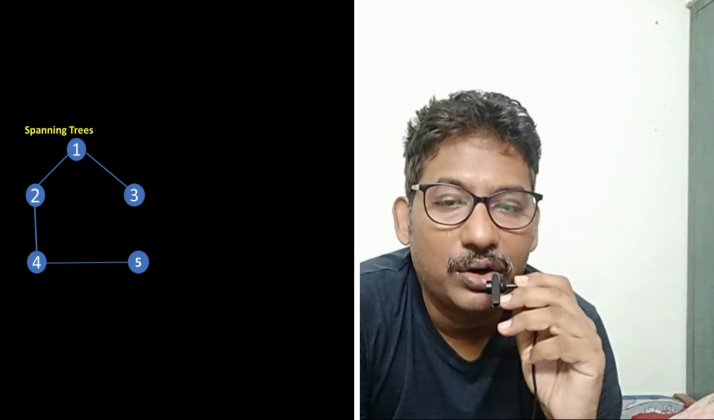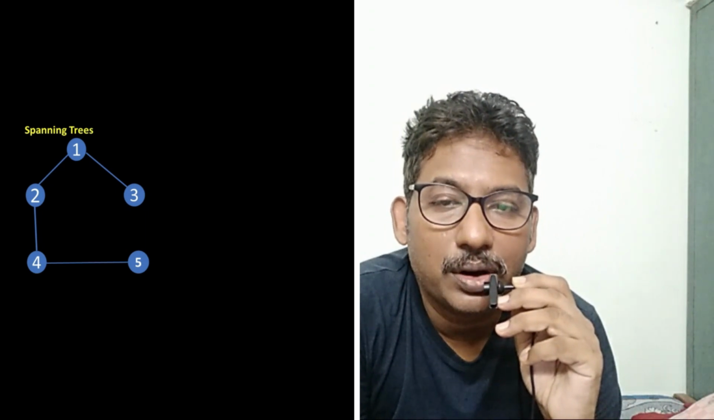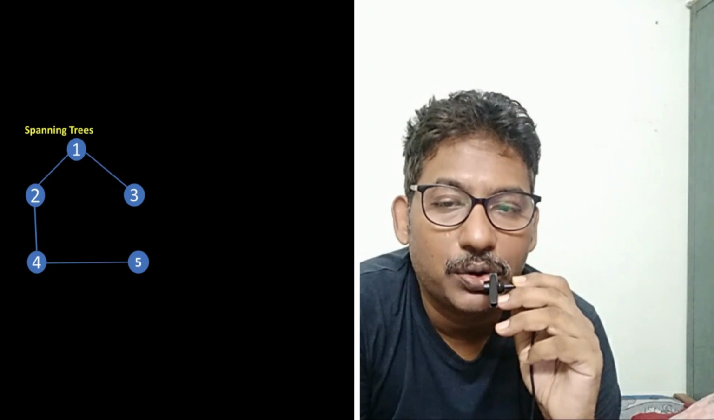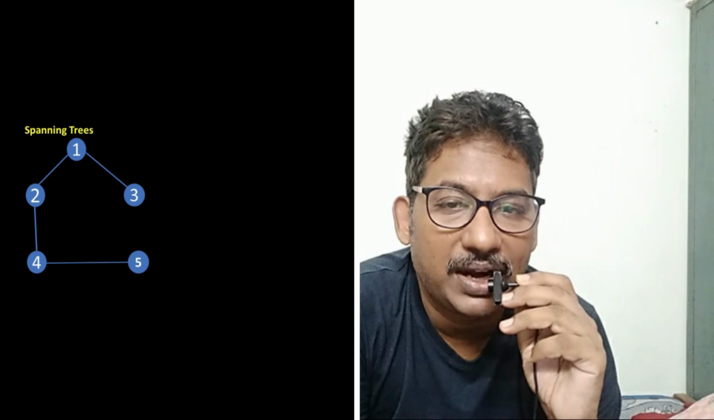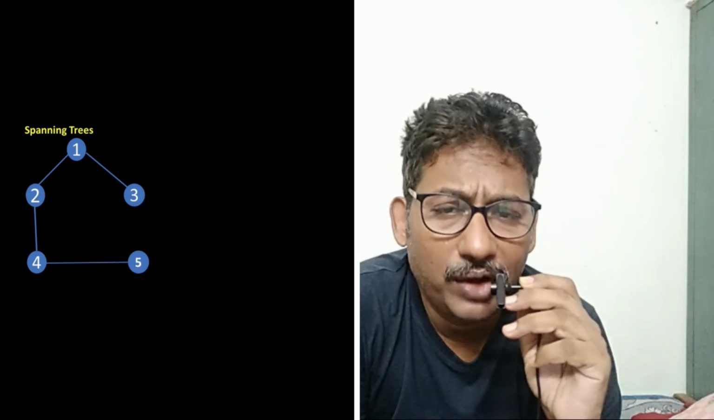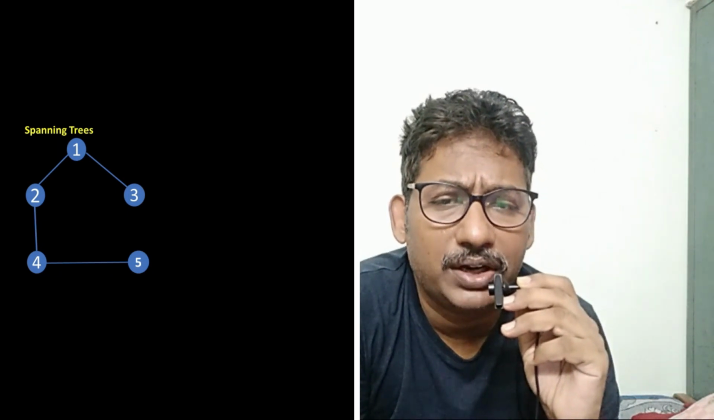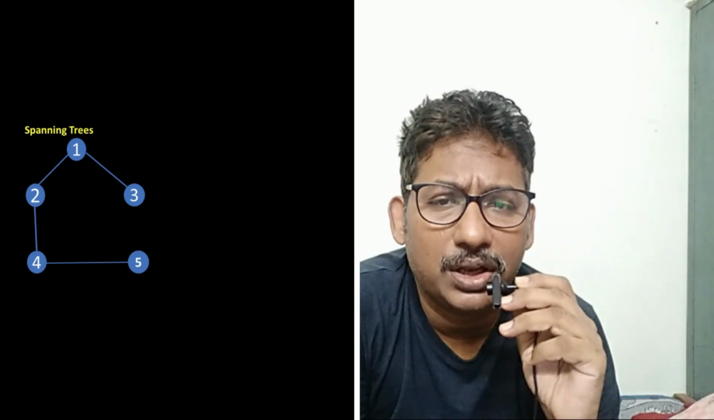Then 1 to 3, 3 to 1, 1 to 2, 2 to 4, 4 to 5. This is also a spanning tree where we can see the path of the tree. So this is about the spanning tree.